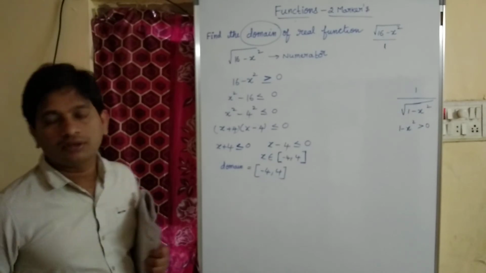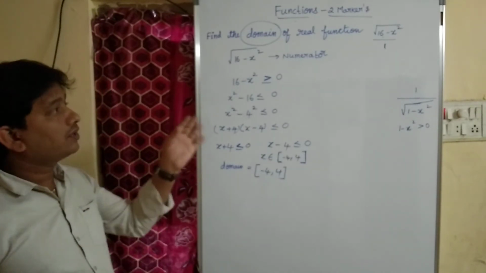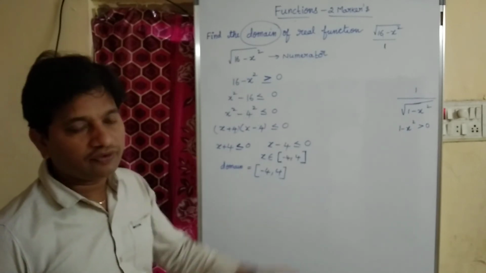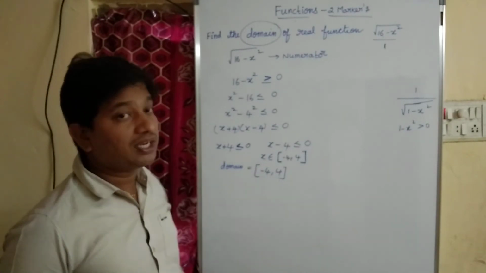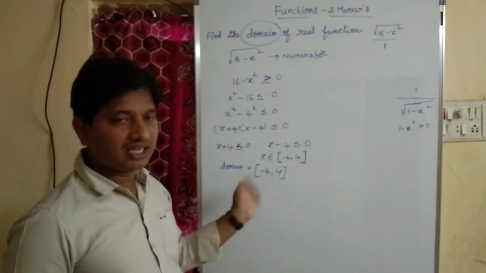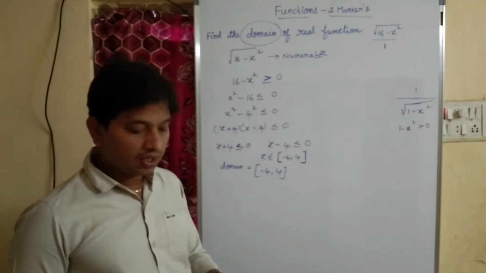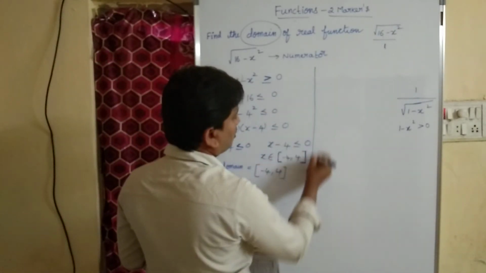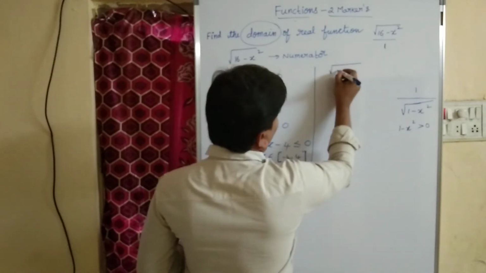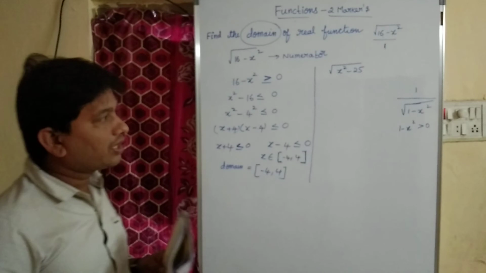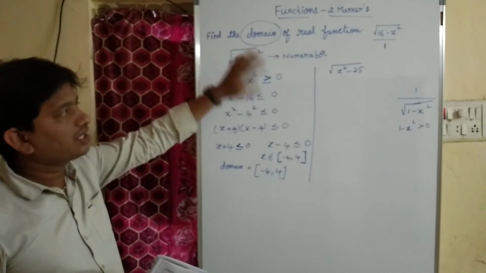Children, did you understand? If it is in the form of root over 9 minus x square, 16 minus x square, 25 minus x square, then the domain is what? It lies between minus 3 and 3, minus 4 and 4, minus 5 and 5, etc. Okay. Now can you say me what is the domain of root over x square minus 25? Try to understand the difference between first one and second one.